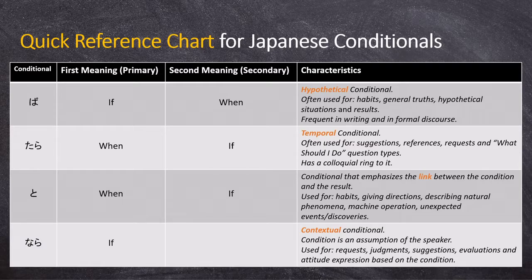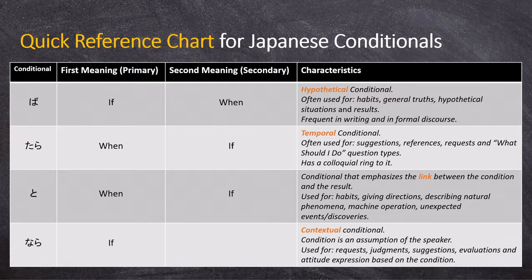So this can also help you when you want to decide whether to use ba or tara or to, depending on the context. So yes, in short, I think that these characteristics are the most descriptive of ba and that they portray what ba really is. It is just a hypothetical conditional, often used for habits, general truths, hypothetical situations, and results, and it also has a formal ring to it.